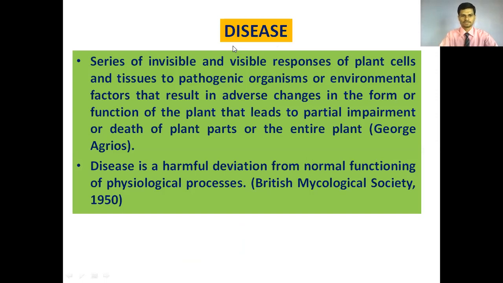Next, the term disease. The scientist George Agrios gave the definition of disease in his book Plant Pathology. It is actually the series of invisible or visible responses of a plant cell and tissue to a pathogenic organism or environmental factors that result in adverse changes in the form or function of the plant, causing partial impairment to the plant or host, or death of the plant part or death of the entire plant. That is called disease.